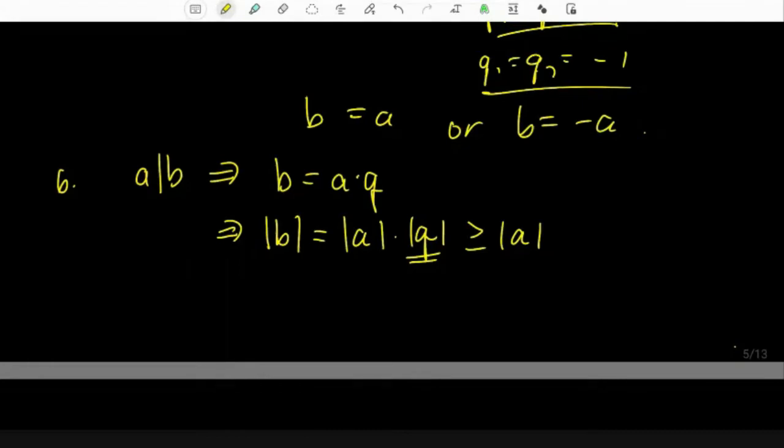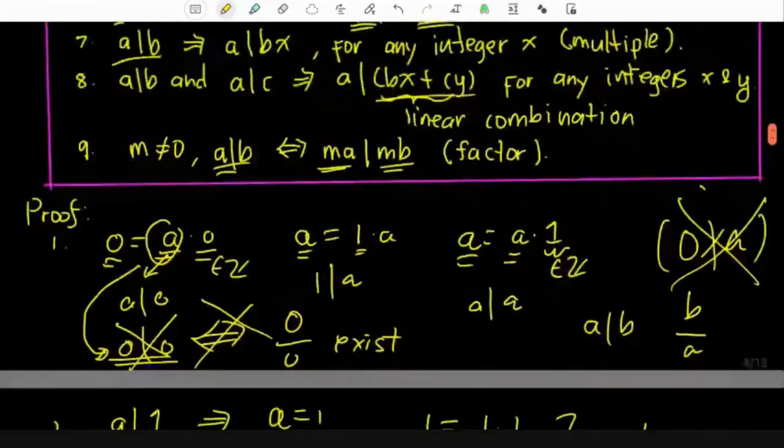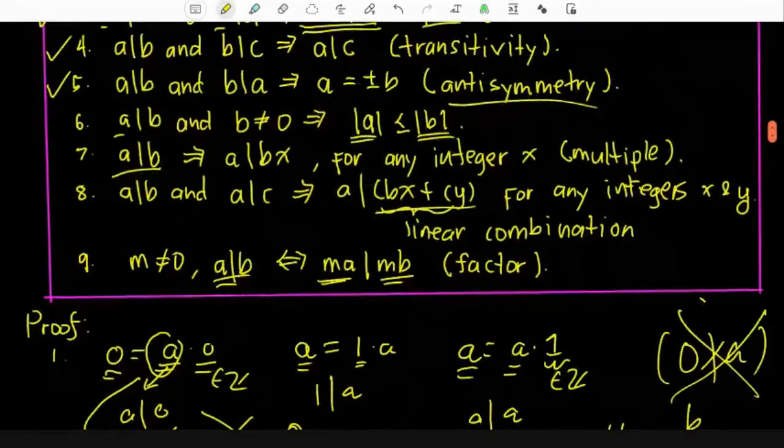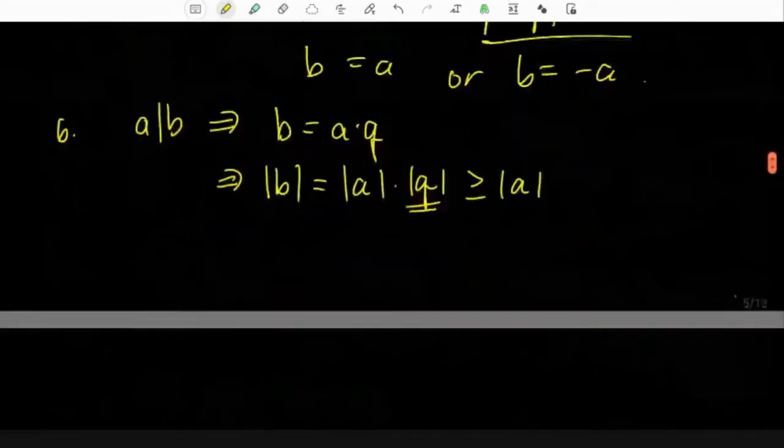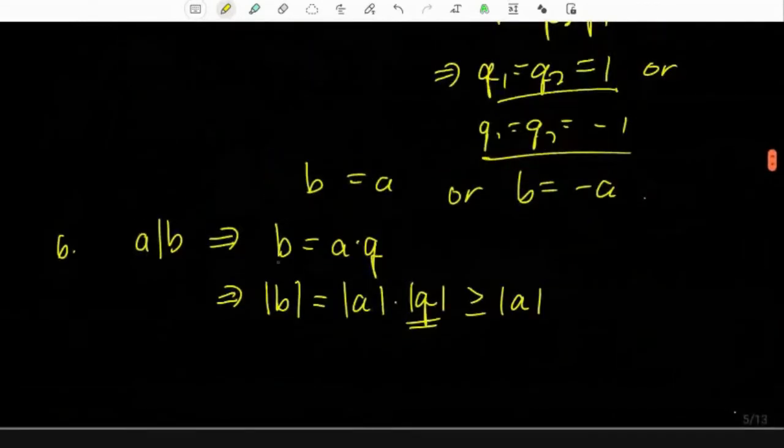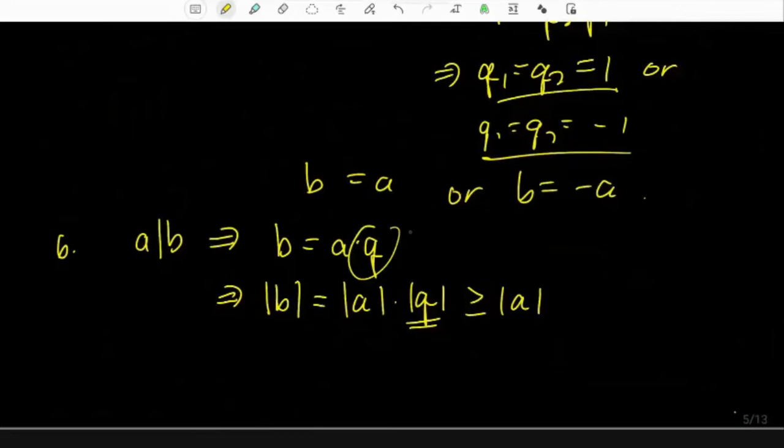Nasang number na ba tayo? Number 6. A divides B. Nakuha ko yung conclusion na kailangan. Okay. So, A divides B and B is not 0. Yan. B is not 0. Mahalaga yung requirement na B is not 0. Bakit? Kailangan yung requirement na B not 0 para masabi natin na yung Q na to not 0.